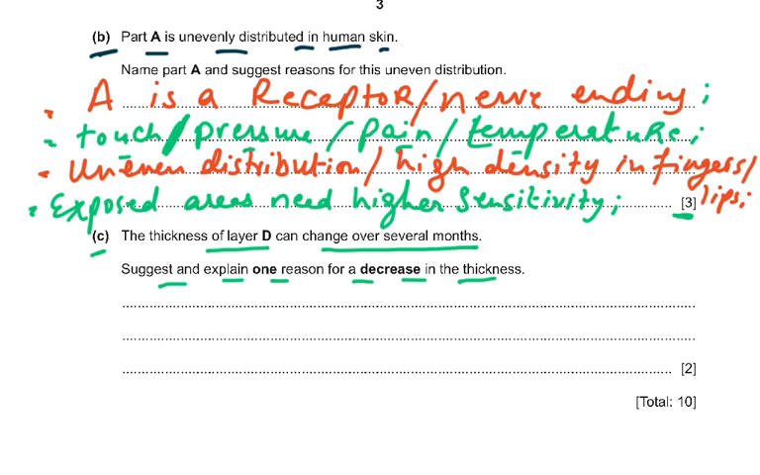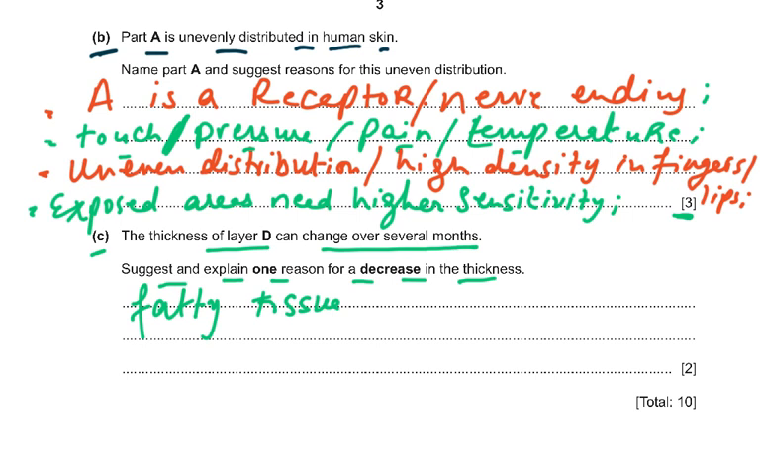So you have to suggest one reason for a decrease in the thickness. Fatty tissue or adipose tissue got you 1 mark, because you named it. Then you give one reason for the decrease in thickness. If you eat less food, less fat in the diet, or you exercise a lot, this fat is going to be used by the body for respiration and releasing energy. So the body is using more energy than it is taking in.